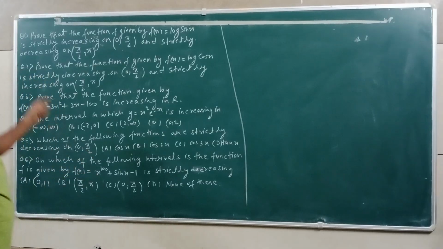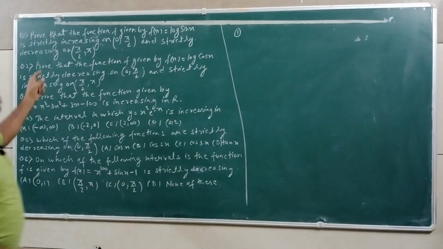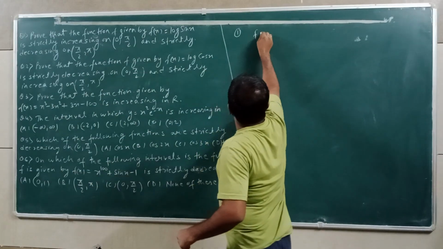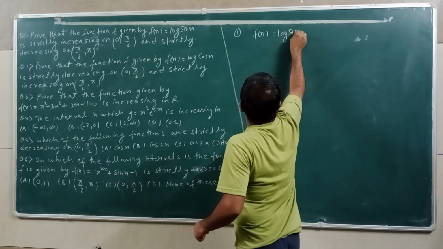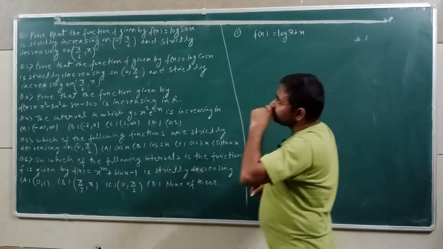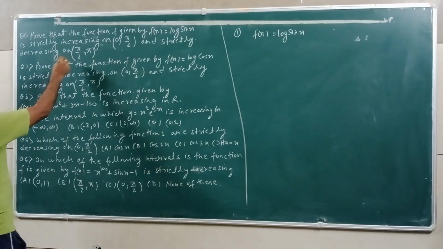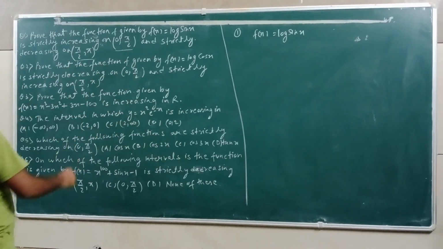See here, the first question is saying: prove that the function given by f(x) = log sin x is increasing in this interval and decreasing in this interval.